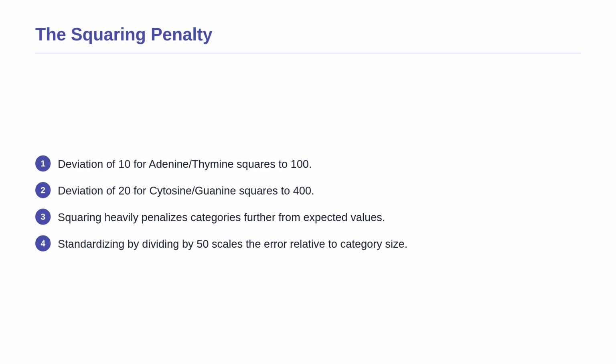Furthermore, dividing by 50 standardizes these squared differences. A deviation of 10 means something very different if you expected 50 versus if you expected 5,000. This ensures major biological anomalies are easily detected.